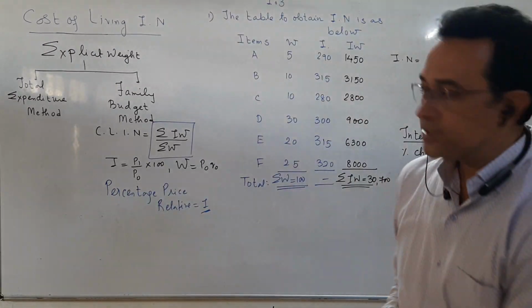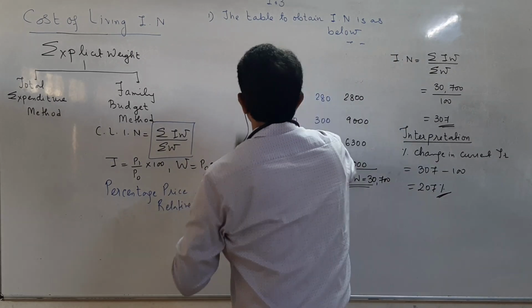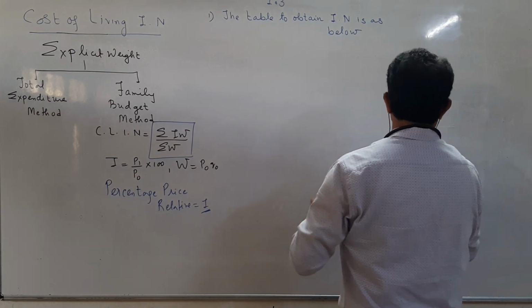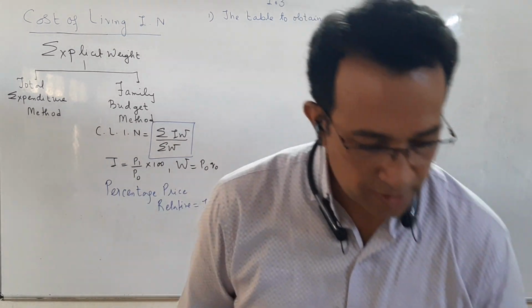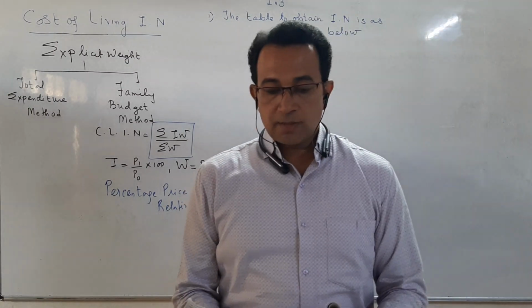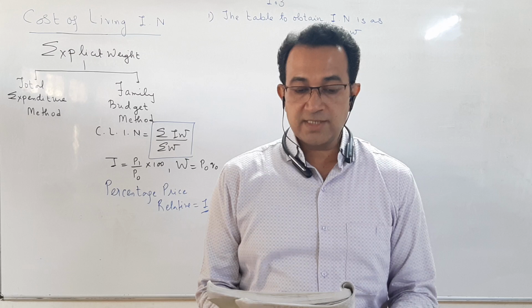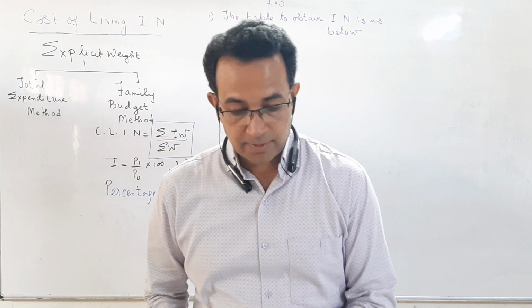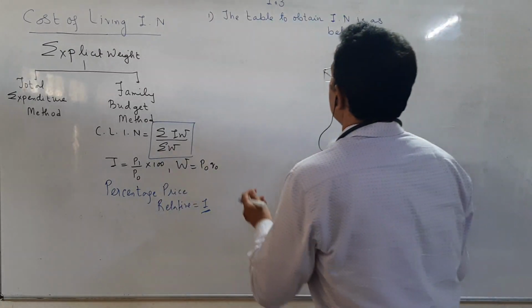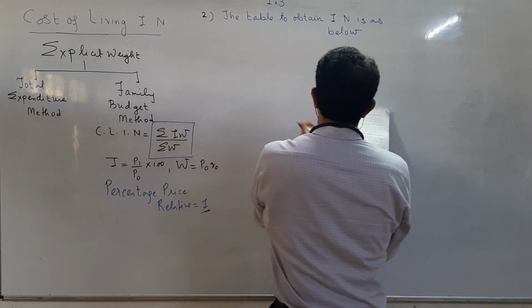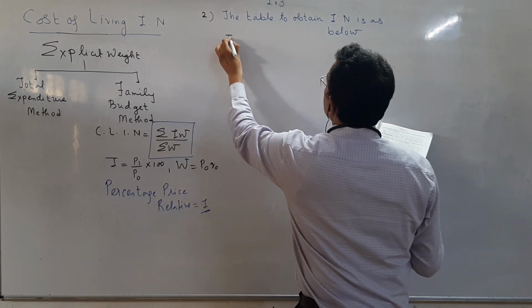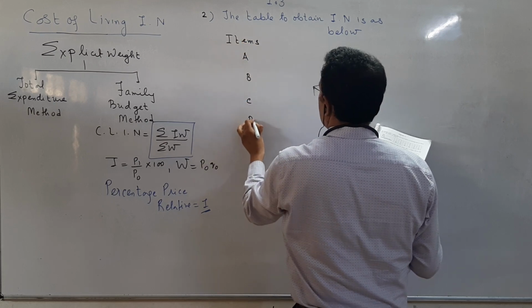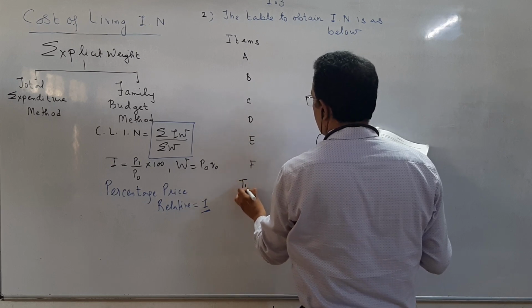Okay students, now second question. The information about 6 different items used in the furniture items is as follows. Find the index number for the year 2050 with the base year 2014 and interpret it. Okay, second sum. We start with the basic items. How many items are given? 6. A, B, C, D, E, F and total.